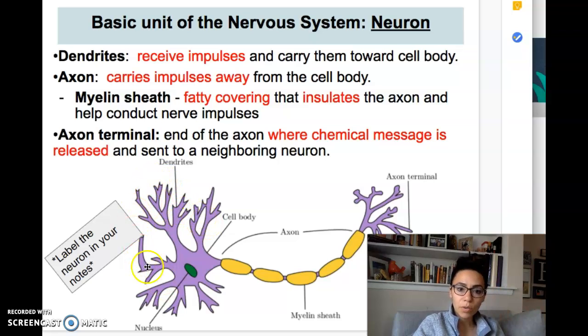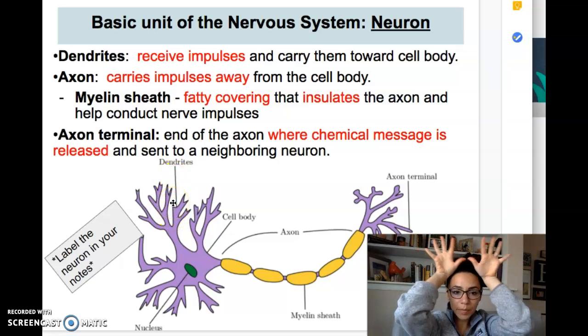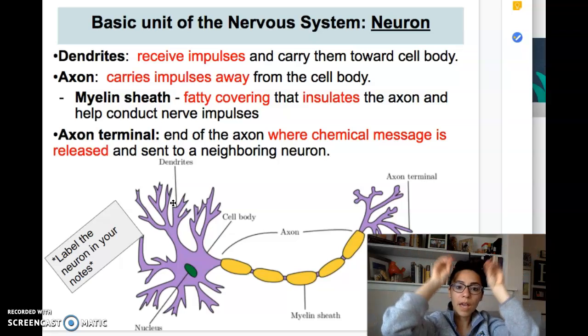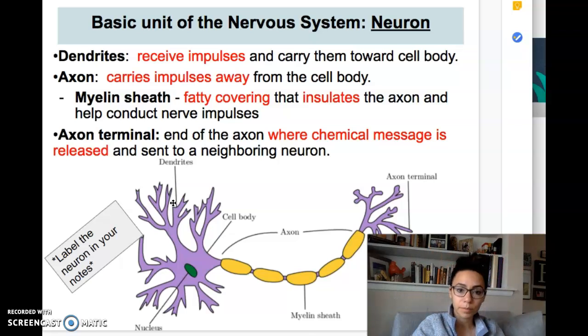So this is the cell body here, this big purple part. We've got the nucleus, which is the green, and the dendrites, which are like little sensory guys that are sticking their little hands out, and that's where signals come into the neuron. They come in through the dendrites.